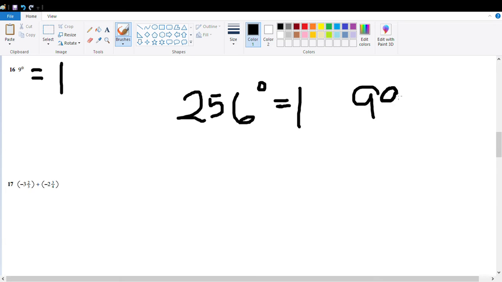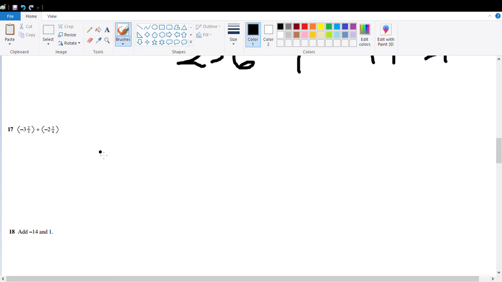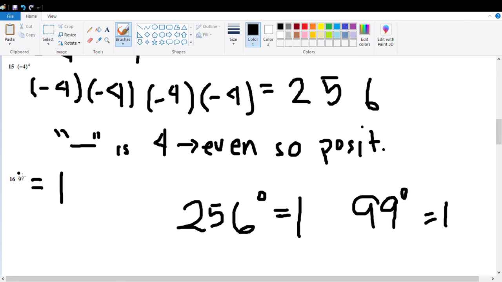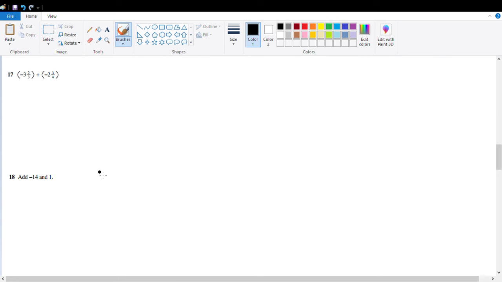99 to the 0 power is 1. You can see the point, right? Any number to the 0 power is 1, and this is no exception. 9 to the 0 is equal to 1.